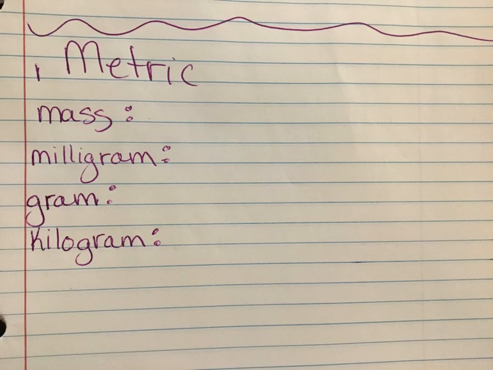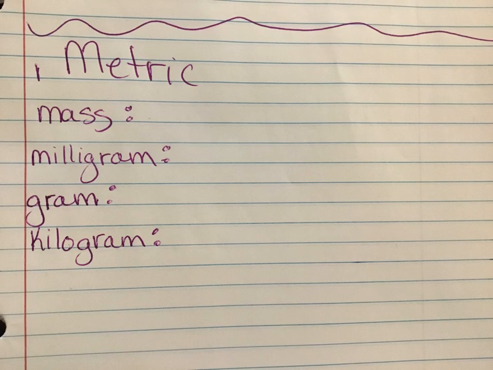So that was customary. Next we have metric. And with metric, we use something different than weight, because remember, weight is dependent on the gravity. So they use mass. Any sort of matter that we've talked about has mass. It takes up space. Mass is a measurement of the quantity of matter in one object. Just measures it a little bit different.